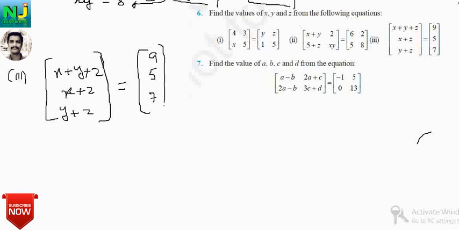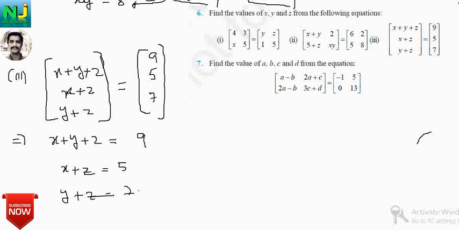So very simple. Now equating the corresponding elements, what do you get? x plus y plus z is equal to 9. First write down: x plus z is equal to 5, y plus z is equal to 7. Call these equation number 1, equation number 2, and this is equation number 3.